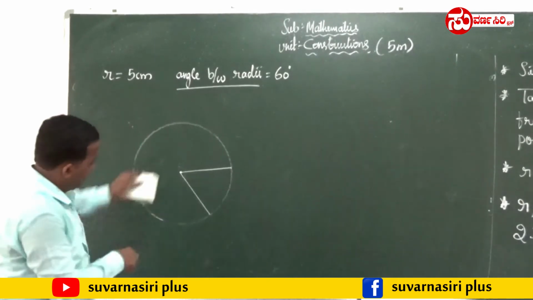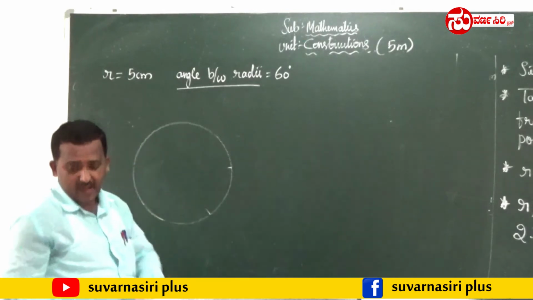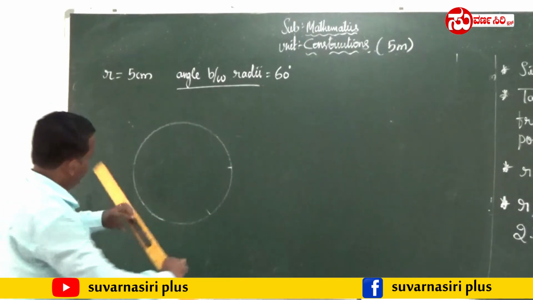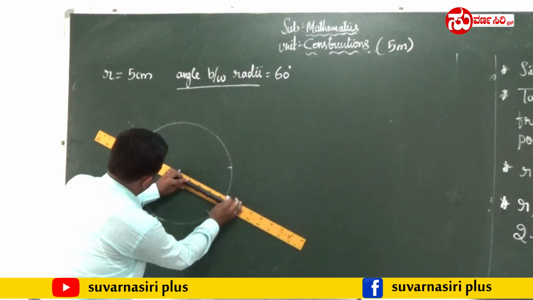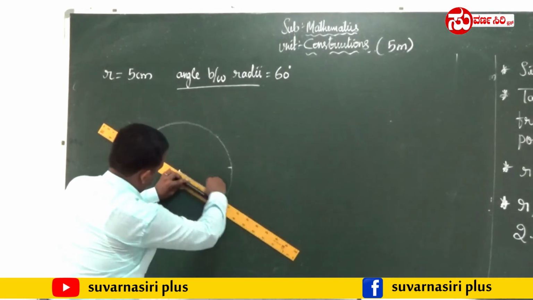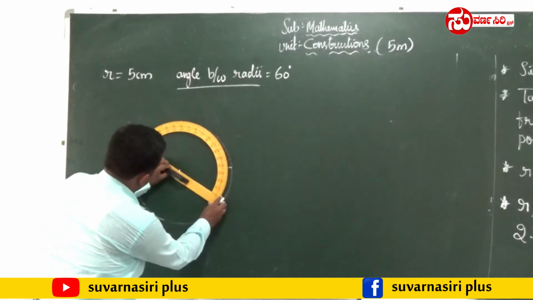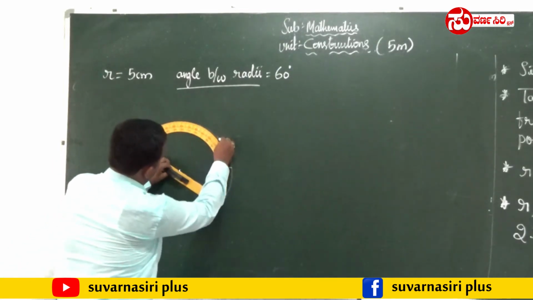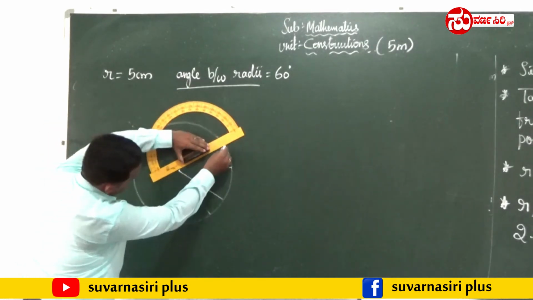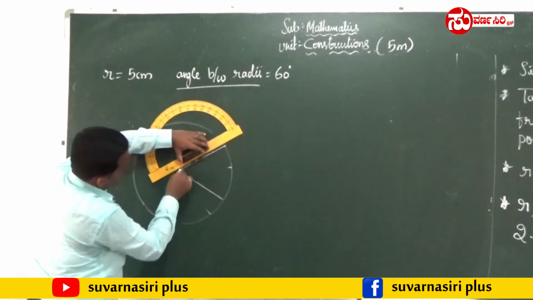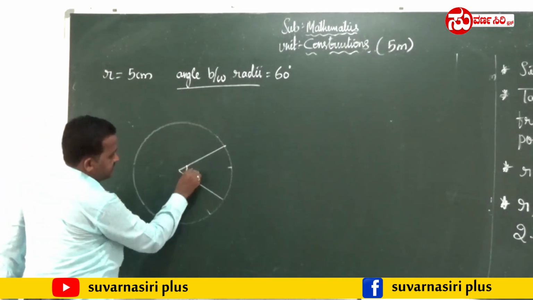So the tangents will be getting down here. So we shall draw that radius a little above here. First radii I will draw here. Then take the 60 degree. Here is a 60 degree. Draw the line. So now the angle between the two radii is 60 degree.